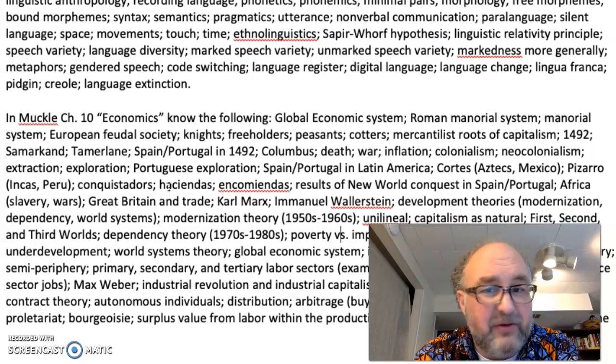Markedness more generally, of course, this is true about race, ethnicity, and identity, and gender expression, and all the rest, right? It all just has to do with marked versus unmarked.